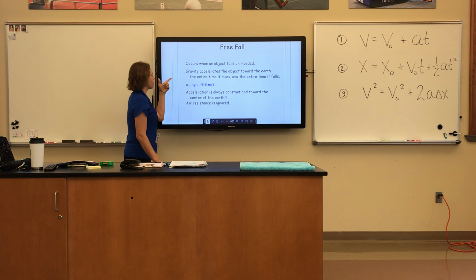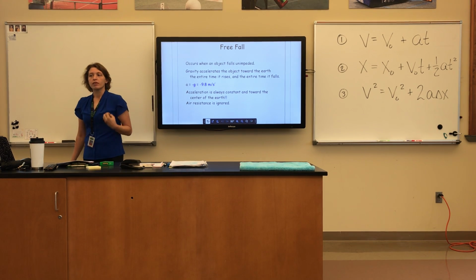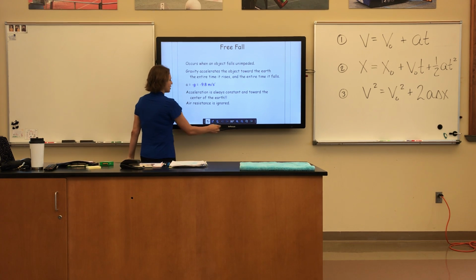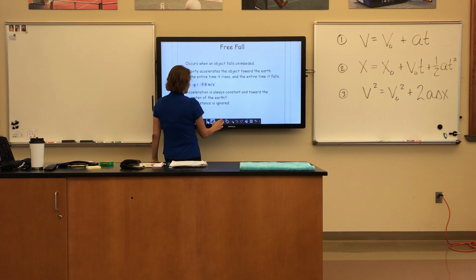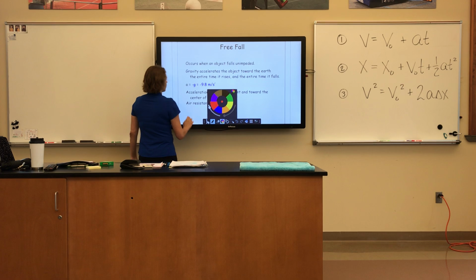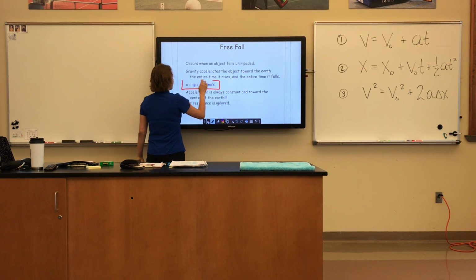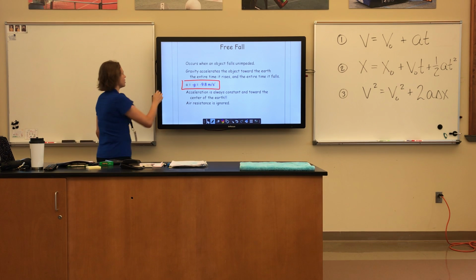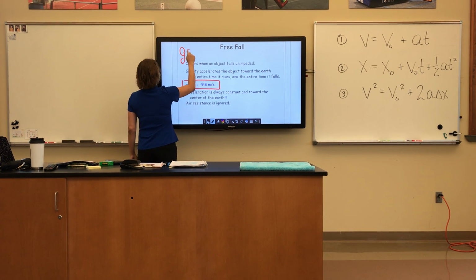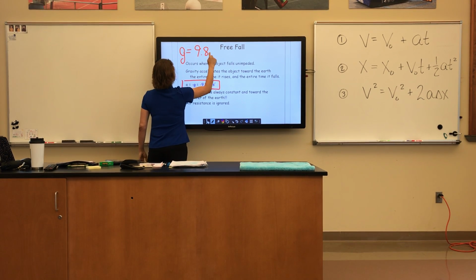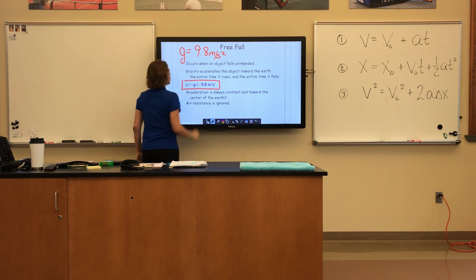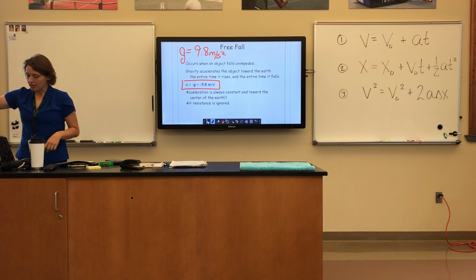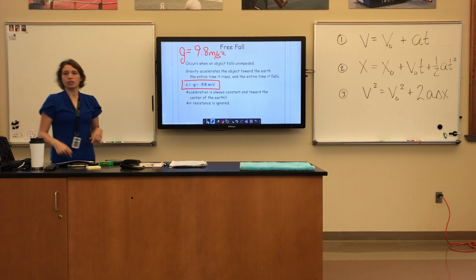Anytime we have an object that is moving under the influence of gravity near Earth's surface, we know exactly what the acceleration is. The acceleration is equal to the gravitational constant in magnitude. We use the symbol little g for it. It's 9.8 meters per second squared. Sometimes we put the negative sign in there, indicating that it's downward towards the surface of the Earth.